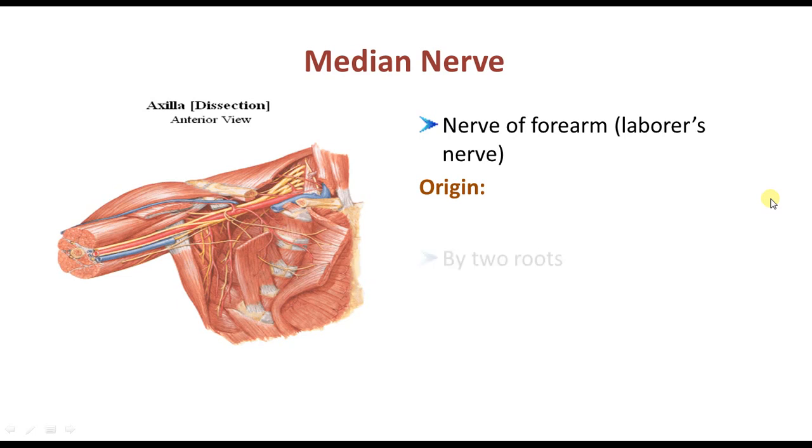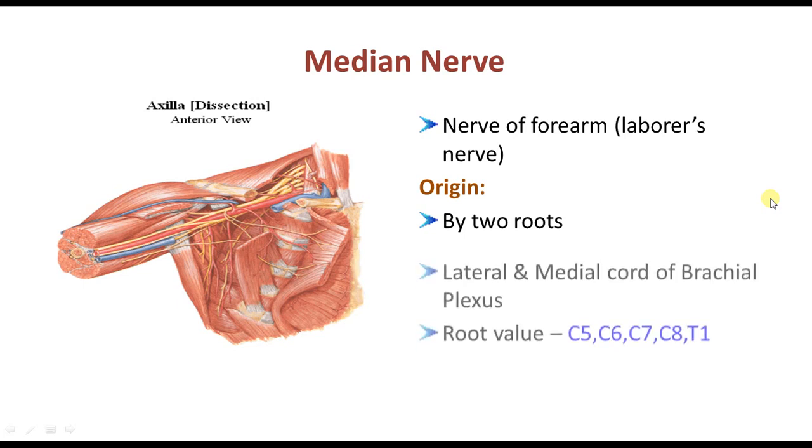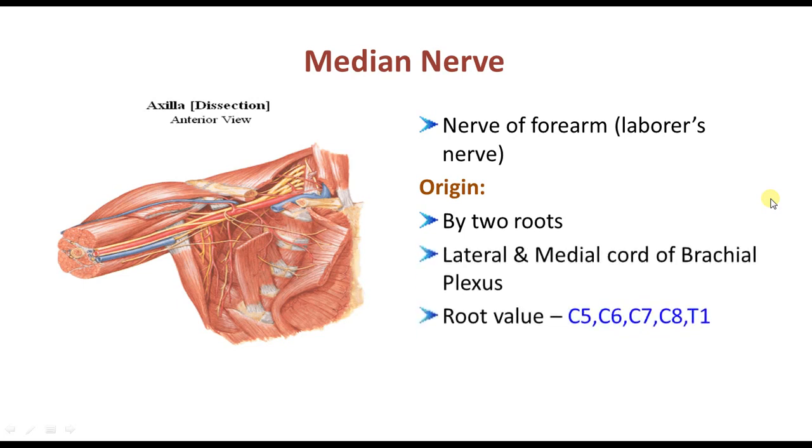The origin of the median nerve, as you all know, is by two roots, the medial root of median and the lateral root of median. The combination of both forms the median nerve. Here you can see the combination of the lateral root and the medial root, and this union takes place in front of the third part of the axillary artery. Since it is derived from both the medial and lateral roots, the root value of this nerve is C5, C6, C7, C8 and T1. The first three are from the lateral cord, and C8, T1 form the medial cord.